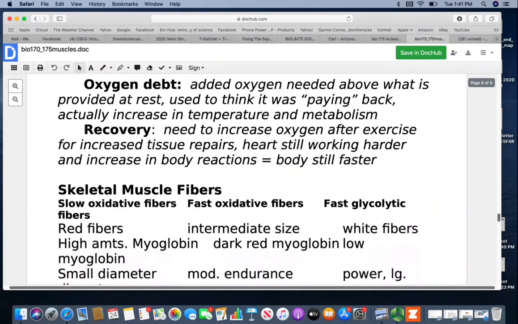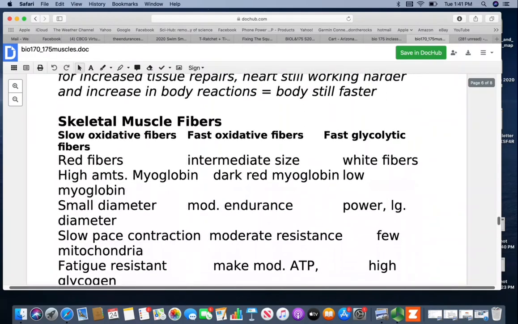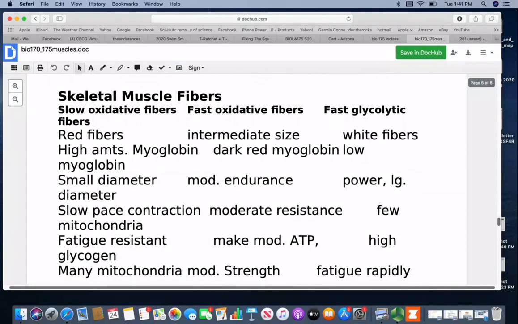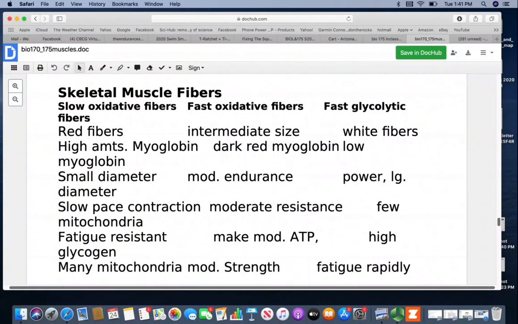So when we look at the different types of skeletal muscle fibers, I apologize, the columns on here are shifted a little bit, but they should be okay in the version of notes that you get to download. The names give you a lot of hints. Slow oxidative fibers. Oxidative means using oxygen. Slow, going to be more of a slow, sustained type of contraction.